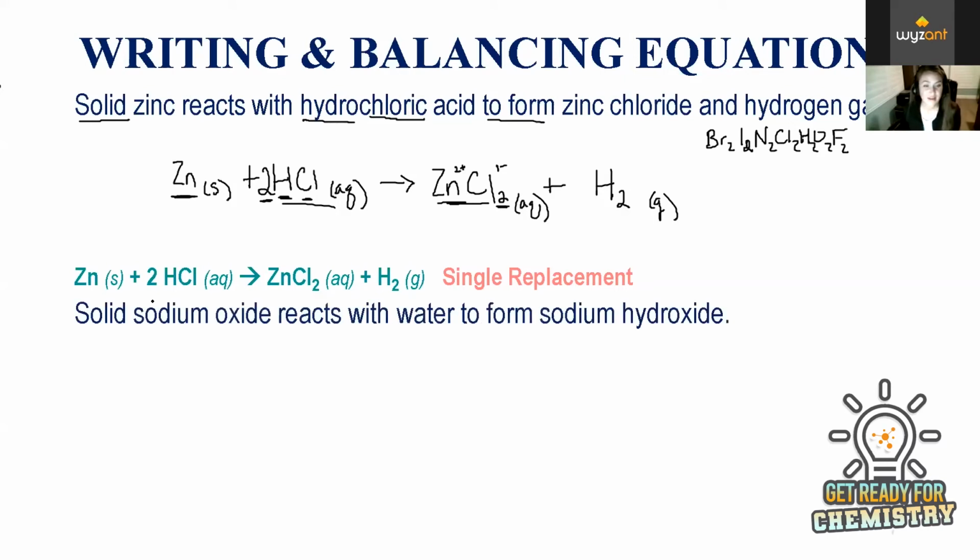Okay. Next one, so solid sodium oxide reacts with water to form sodium hydroxide. Okay, so what type of equation or what type of reaction would this be? Right off the bat, if it's going from 2 things to 1, you might guess that it's a synthesis reaction. So let's just check and see. So solid sodium oxide. So sodium oxide is an ionic compound because it's a metal and non-metal. So sodium, I know, is Na, and when it's in ionic form, it's a +1 charge.